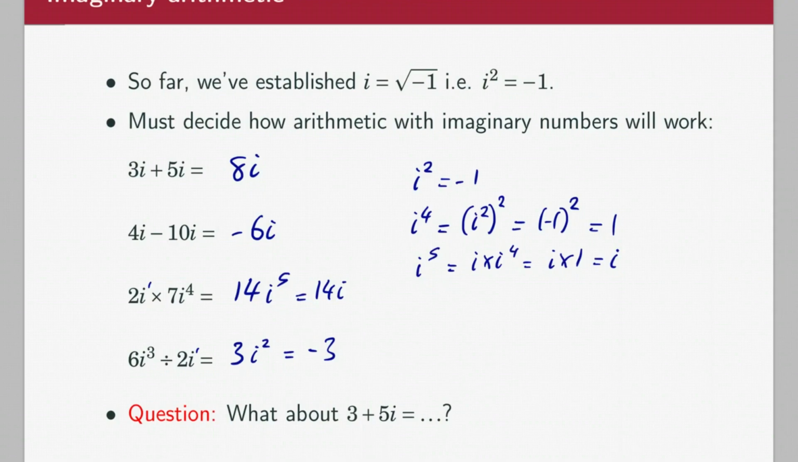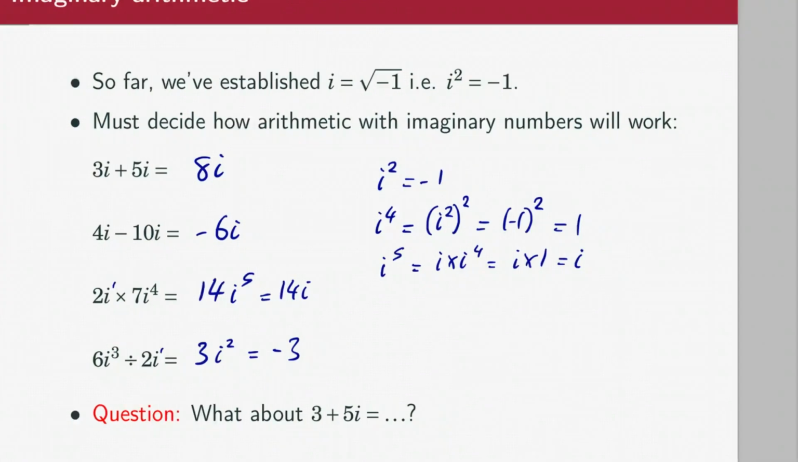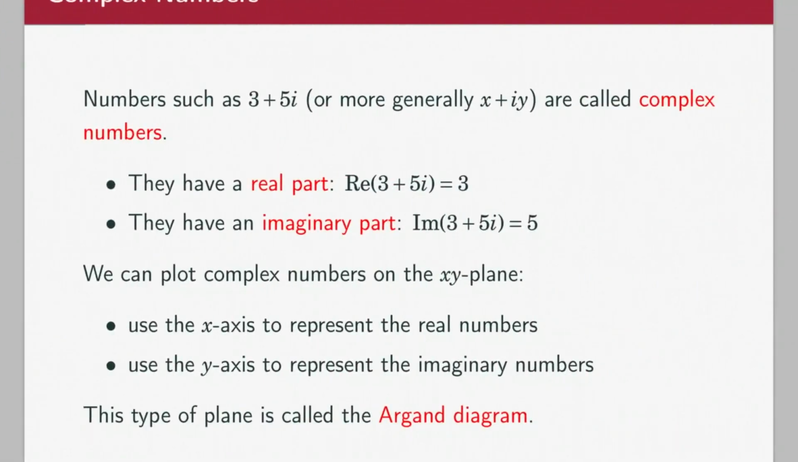Now you might be thinking, that's all well and good, but what if you have something like 3 plus 5i? What would you do there? Well, the answer is you can't do much, because 3 and 5i are different things altogether. It's like adding apples and oranges, or in terms of variables, like adding x and y. You can't simplify x plus y, right? Likewise, you can't simplify 3 plus 5i.